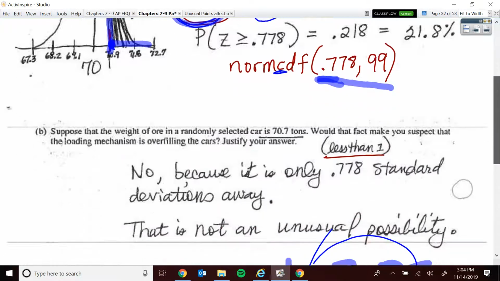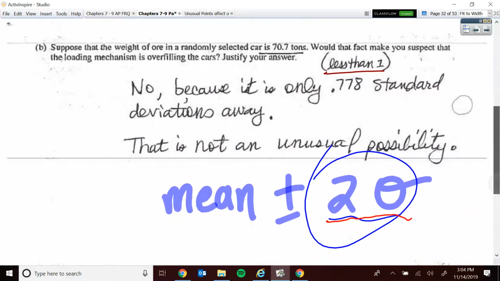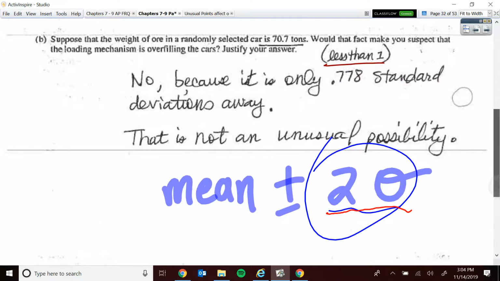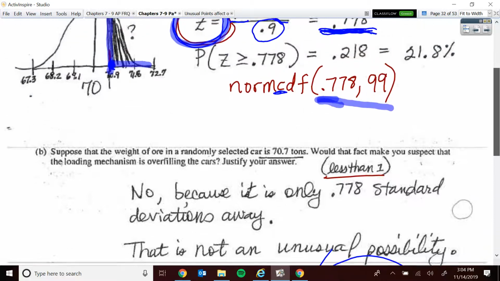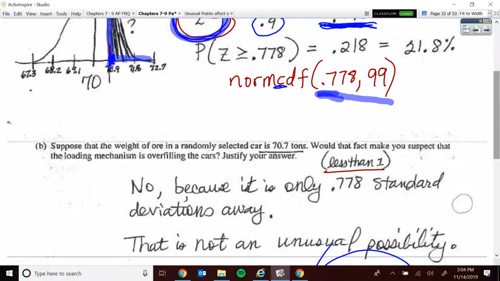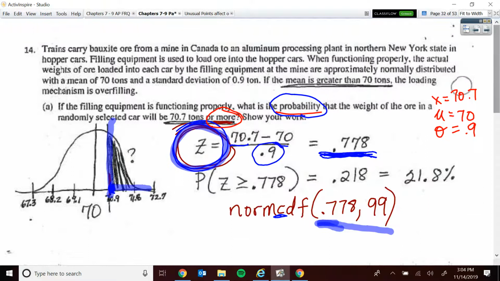And I'll talk to you guys a little bit about this problem B tomorrow because it's one worth discussing. This 70.7 is not unusual. Hello, it's less than one standard deviation away. I mean, that's just sampling variability. Okay, we'll talk about that a little more tomorrow and go over the other assignments before our quiz.